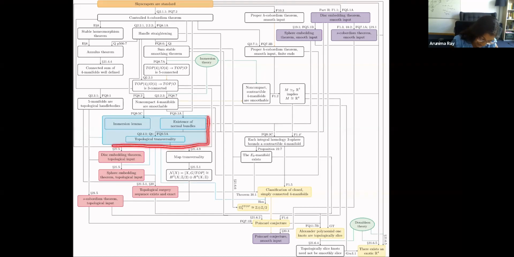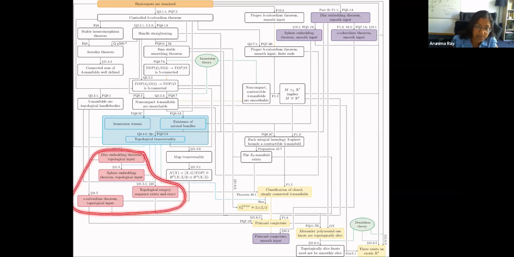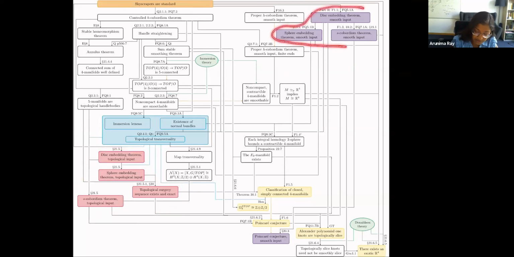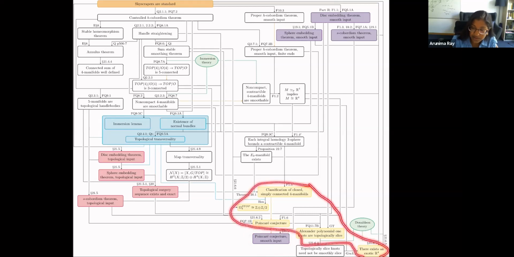The blue here are the fundamental tools that I've referenced. Green corresponds to inputs that are sort of outside of the Freedman and Quinn technology. Red are the category preserving results, so the disc embedding theorem, that's purely topological. Purple are the results that are category losing, so smooth input, topological output. So there's a Poincaré conjecture here that's purple like that too. And then the yellow ones, these are the landmark results, like these are the things that you've perhaps heard of. It's like, yeah, that's a big highlight of the field.